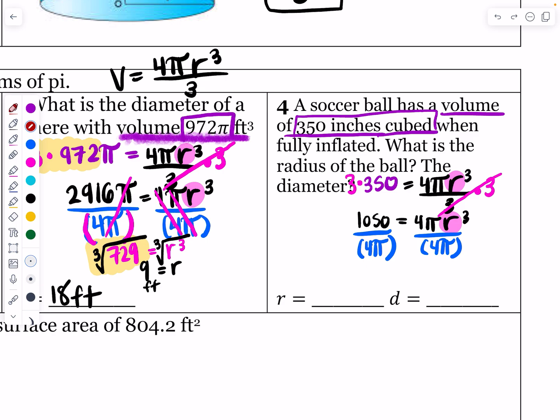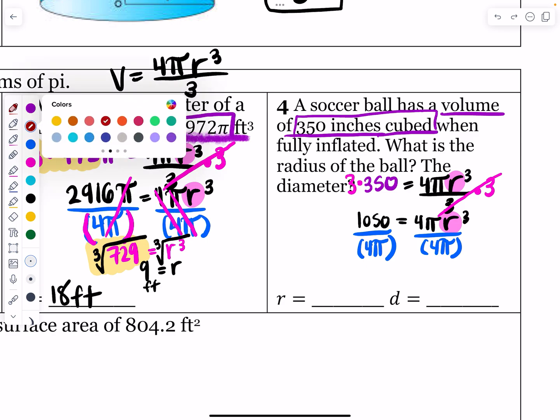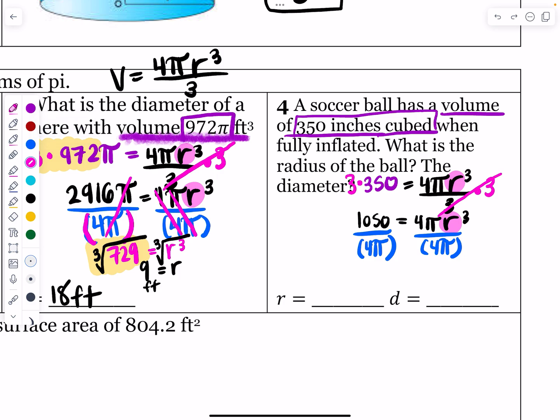So when you do that, this is what pops up on your calculator: 83.556345. Let me go ahead and write it down. So 83.556... That is what r cubed is equal to. And so we want to take the cubed root of that. Remember that whenever you take the cubed root of that, we're going to recall that answer.